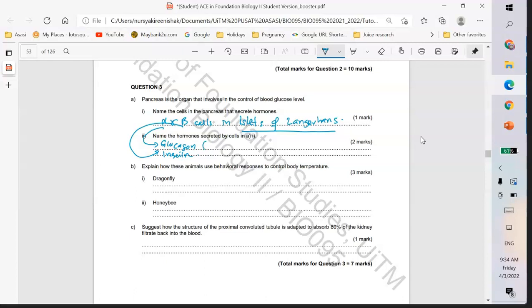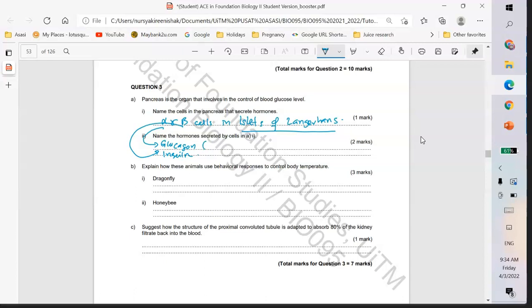So the effect of secreting glucagon is to increase the blood glucose level back to the normal set point by, for example, instructing the cells of the liver to break down glycogen into glucose. Okay, so that is one of the mechanisms instructed by the hormone glucagon.